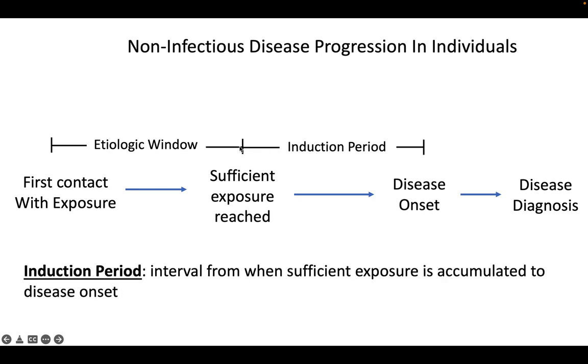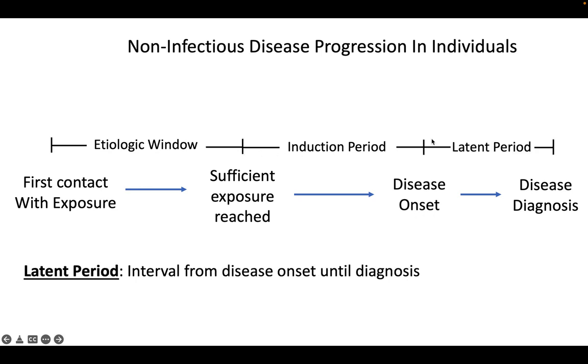And the time between that and when the disease occurs is called the induction period. So even though you've been exposed enough to be diseased, you're not going to be diseased right away. Some time goes by before disease occurs. Then the latent period is the time between when the disease began, so when that first tumor cell exists, and when it's big enough to be diagnosed, basically.